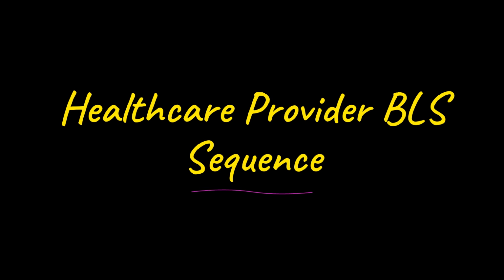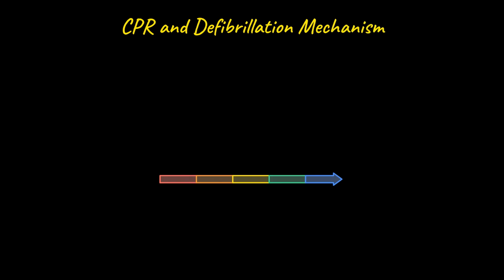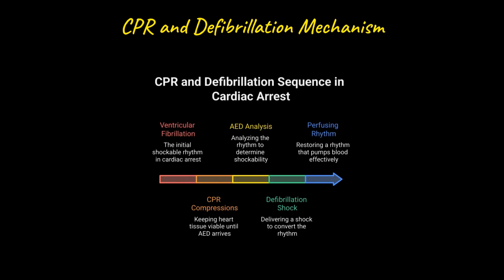The order is not arbitrary. Each step sets up the one that follows. After confirming unresponsiveness by tapping and shouting, the provider simultaneously activates the emergency response and dispatches someone for the AED. These happen at the same moment, not in sequence. Only then does the pulse and breathing check occur, lasting no more than 10 seconds before compressions begin. Compressions alone cannot convert ventricular fibrillation. They provide circulatory support that keeps heart tissue viable long enough for the AED to work.